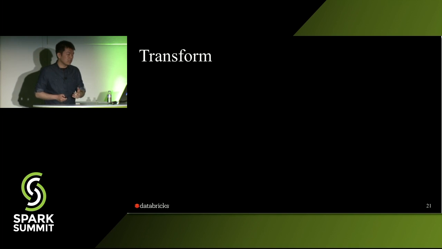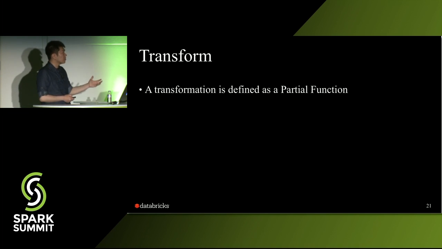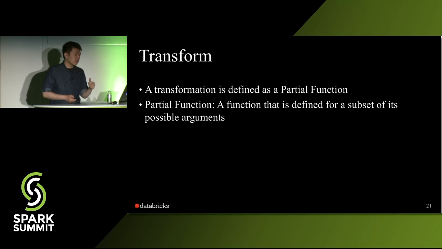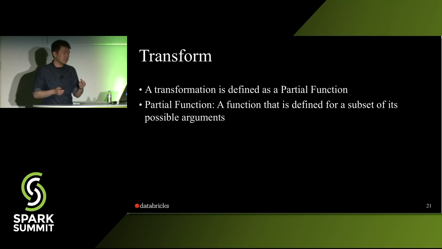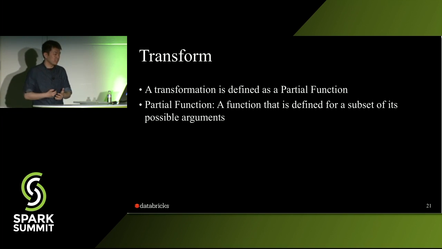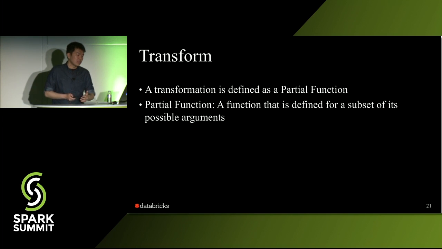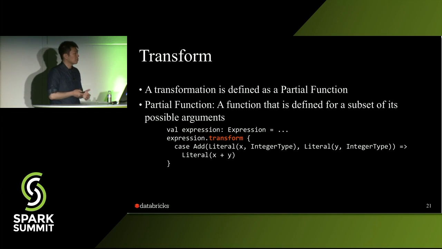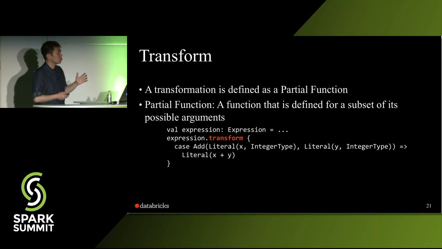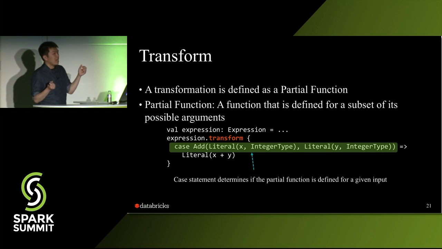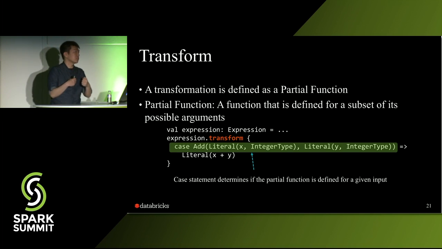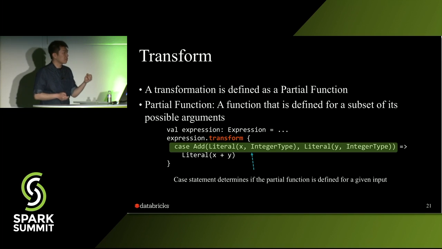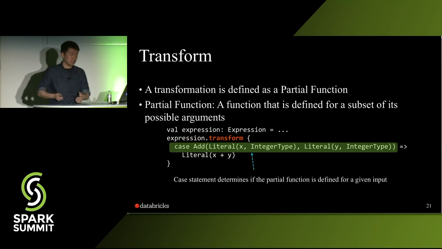And a transform is defined as a partial function. A partial function is a function that is only defined for a subset of its possible arguments. So for example, let's see this piece of code. This code will only get triggered when we are adding two integer constant values. And the case statement here determines if the partial function will be triggered or not.